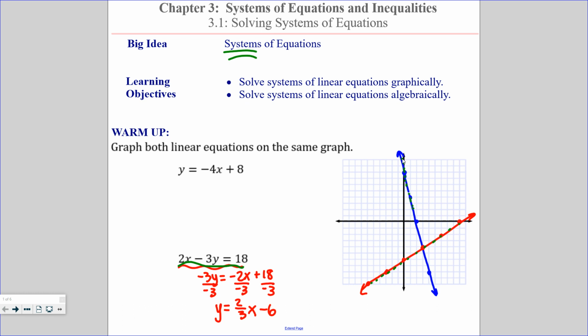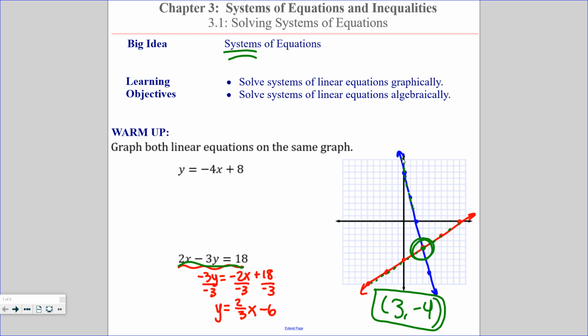Brayden? 3, -4. 3, -4, aka obviously where they intersect. That point's on both lines. Everybody's line should intersect here at 3, -4. That right there, folks, that ordered pair is technically the solution to this system. System containing two equations.